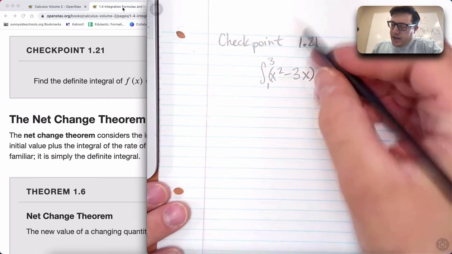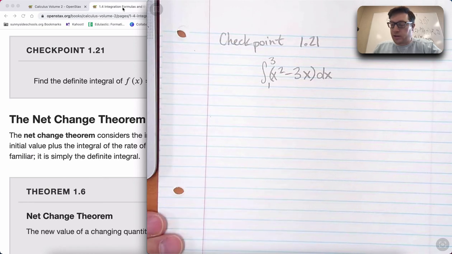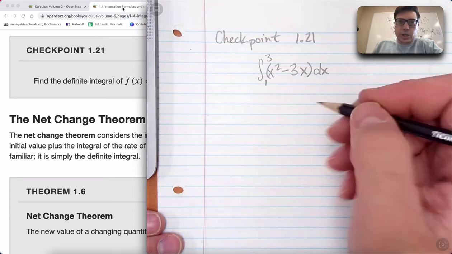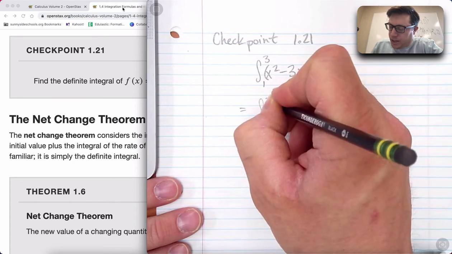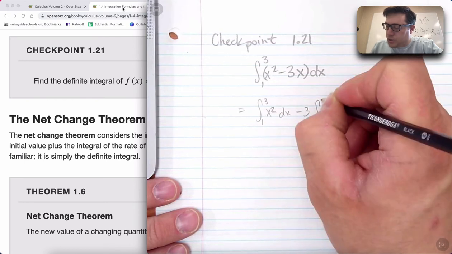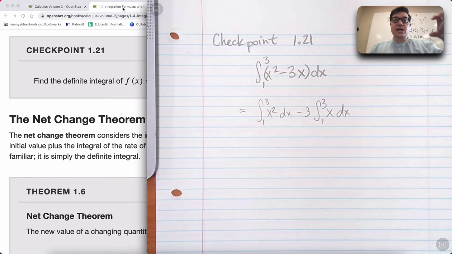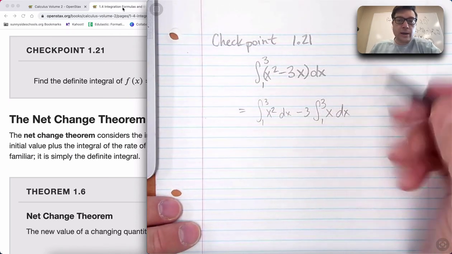So here we have it. We have x squared minus 3x. If you remember the second part of the fundamental theorem of calculus, we could find the antiderivative of each of these pieces. So maybe the long way of writing this out would be the definite integral from 1 to 3 of x squared dx minus 3 times the integral from 1 to 3 of x dx. Notice that we can break apart an integral if it has terms that are added together or subtracted. And we can also move any constant coefficients out of the integral itself. So negative 3 can pop out.